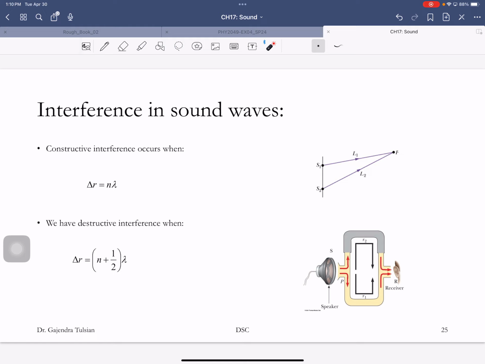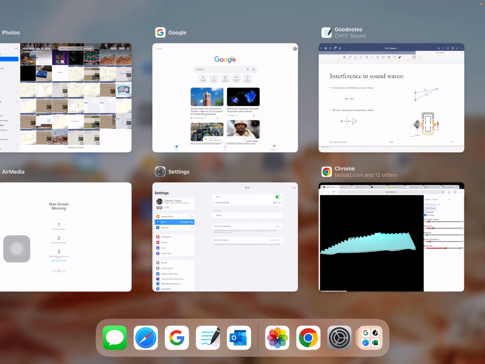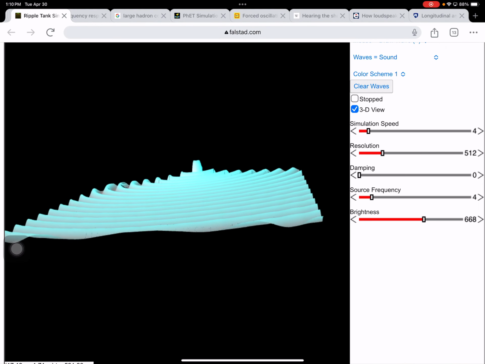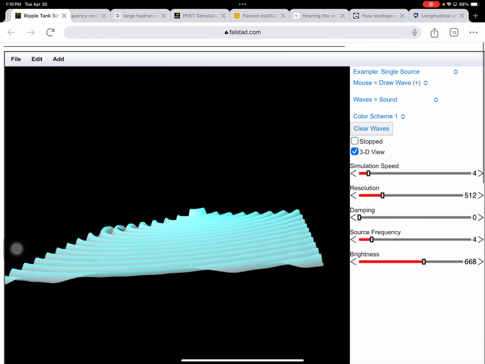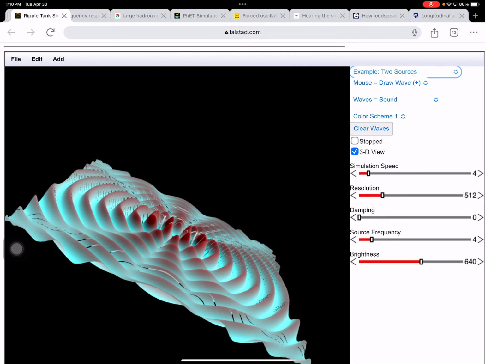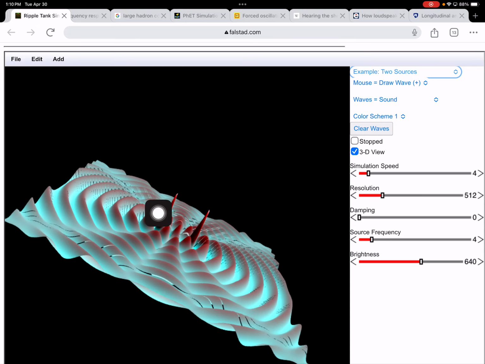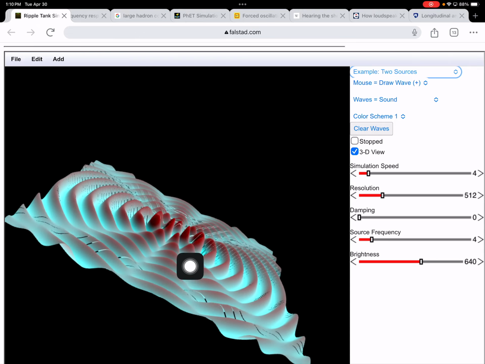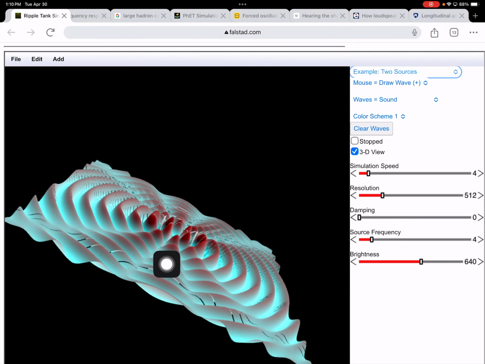All right, let me show you this on a ripple tank. All right, so you see this in a ripple tank. You can think of those as two speakers, and along those lines, that frequency, you have destructive interference and you have constructive interference there.